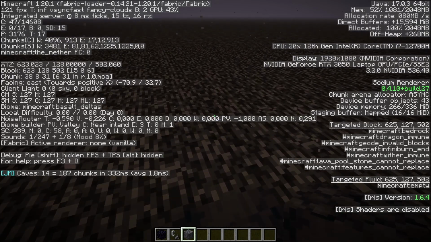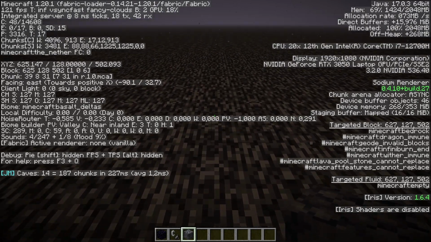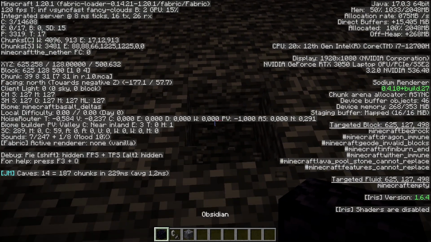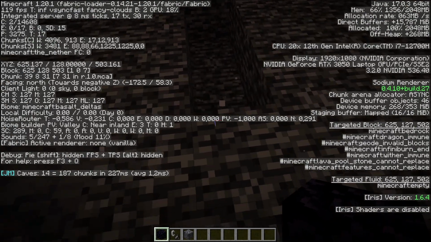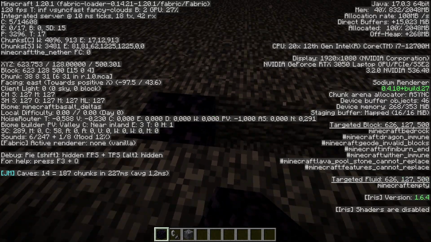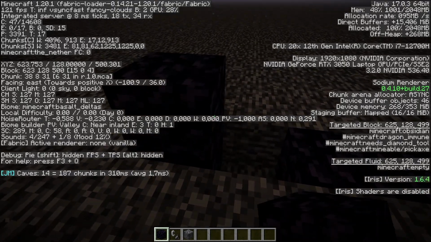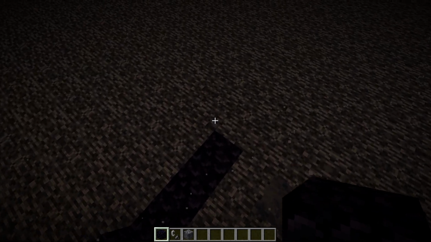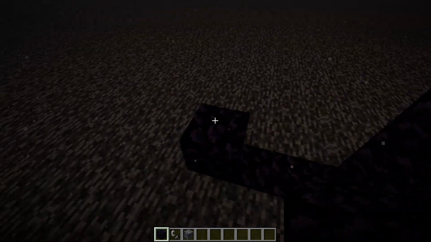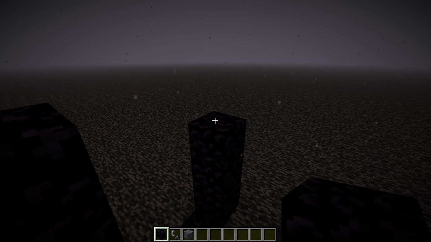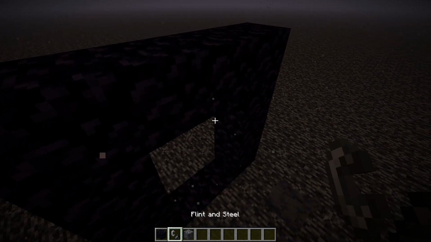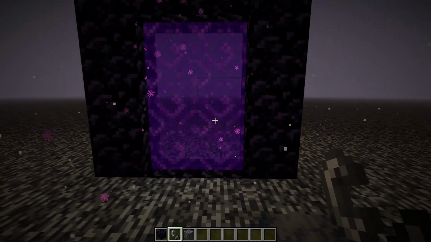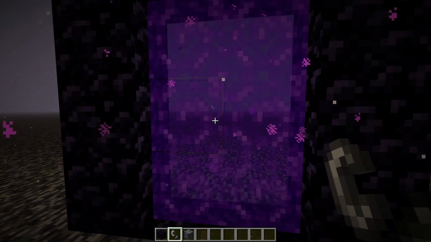Sorry, just close that. 625 and 500. And we can just build our portal here. Just quickly do that. Apologies for the F3 screen. Alright, and this should now link up to my overworld portal. So let's go through.